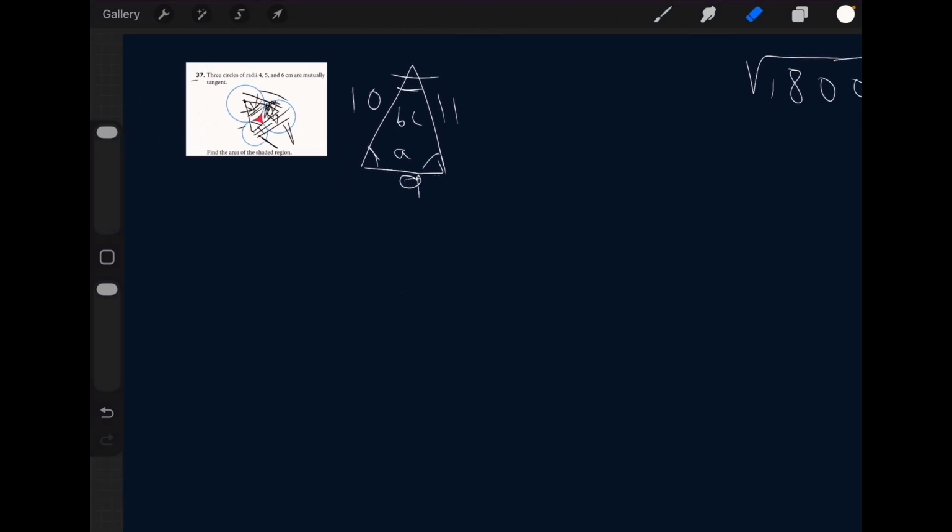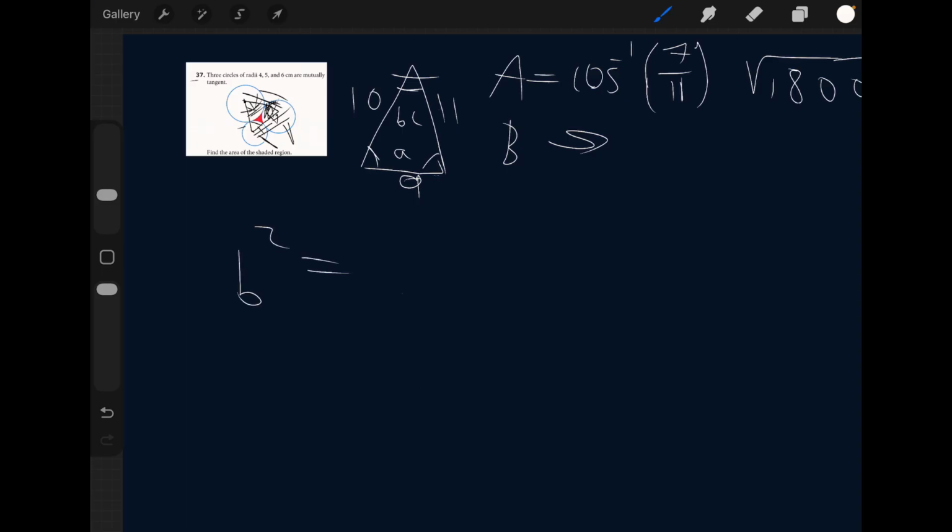So then we'll be able to write A equals our cosine, and you can write that as cosine to the minus 1 of 7/11. Okay, and the second angle, B, how are we going to do that? Well, in the same way. So B squared equals 10 squared, and that'll equal 100.